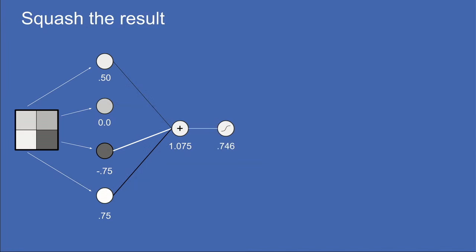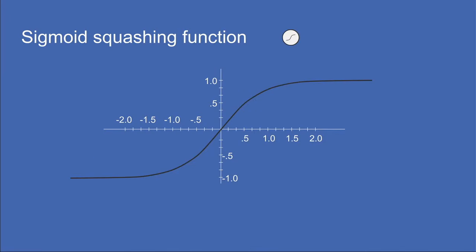The next thing that we need to do is squash the result. Because we're going to do this a lot of times, it's nice if we always guarantee the answer is between plus and minus 1 after each step. That keeps it from growing numerically large. A very convenient function is this S-shaped, or sigmoid, squashing function. This particular one is called the hyperbolic tangent. There is confusingly something else that's called the sigmoid. It's a little bit different, but the same general shape.